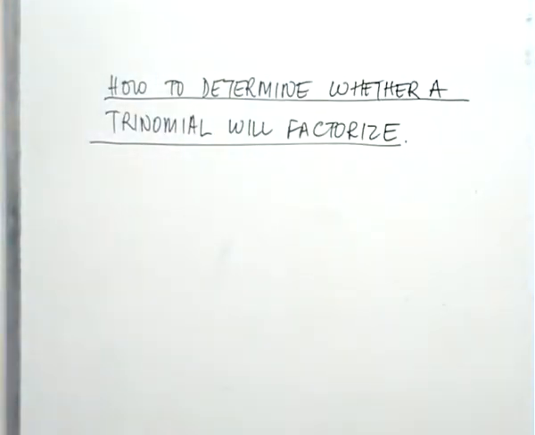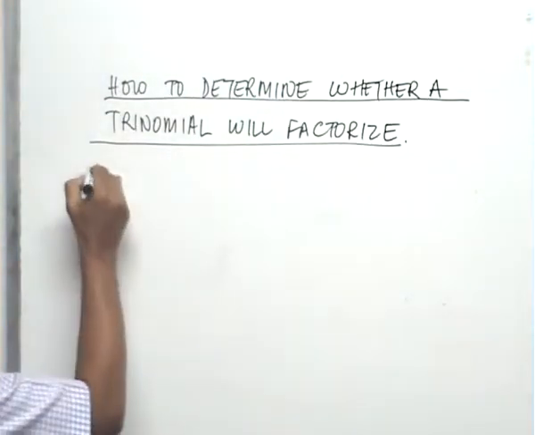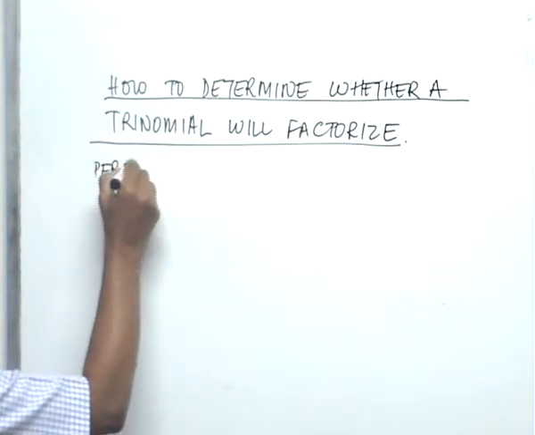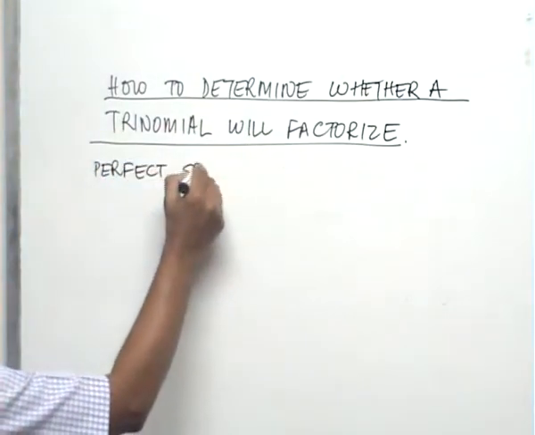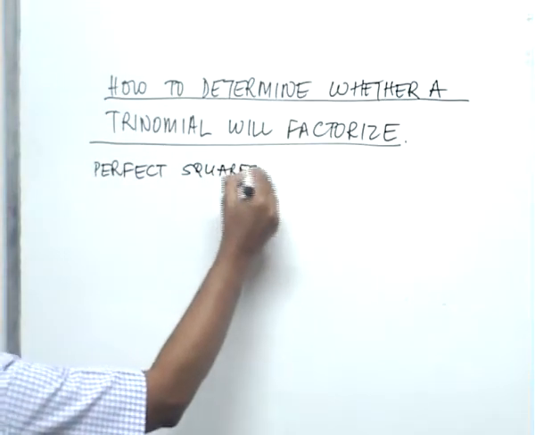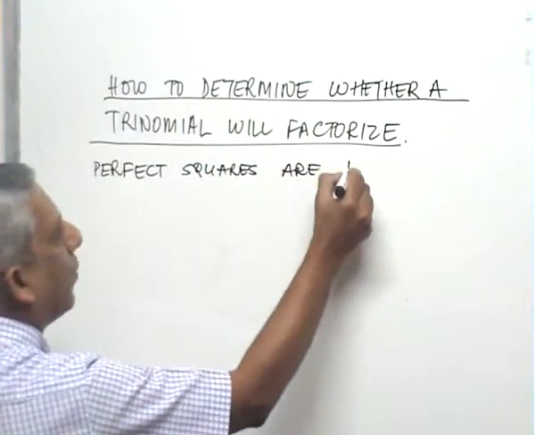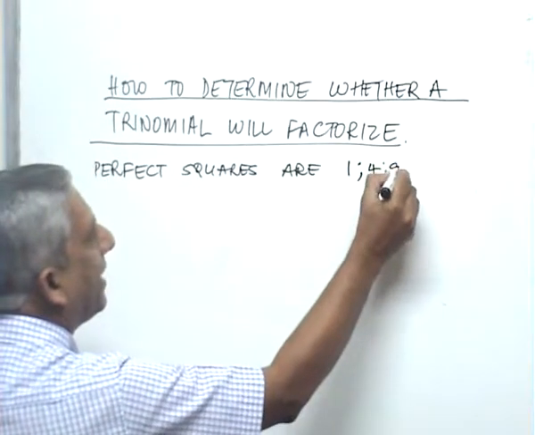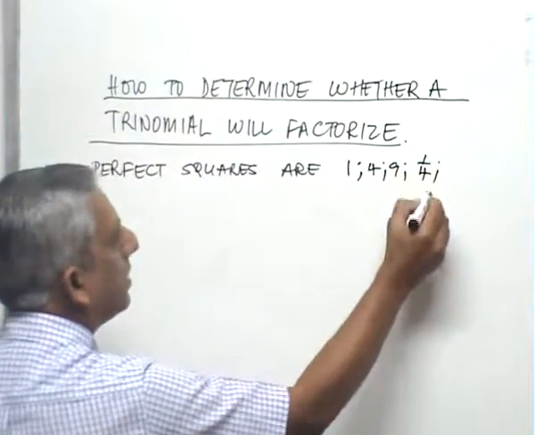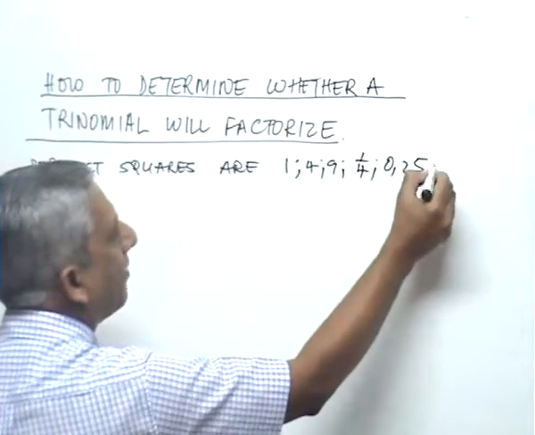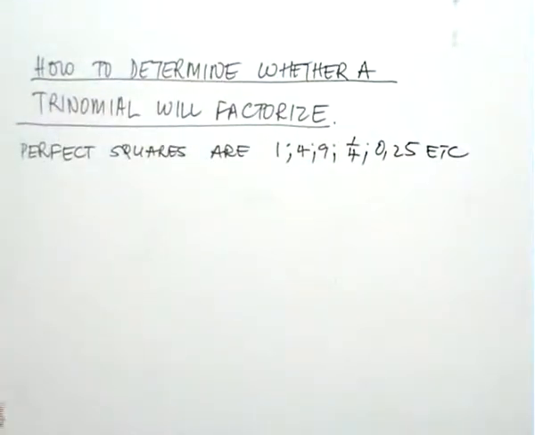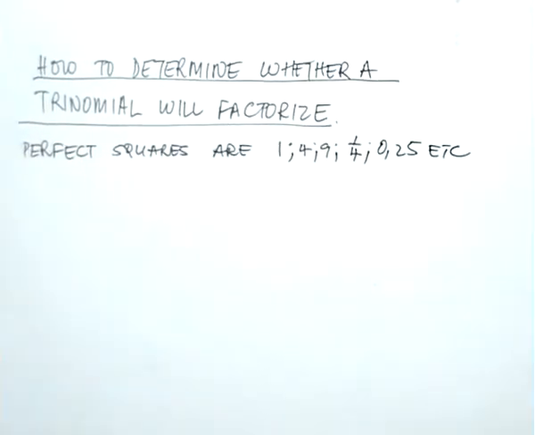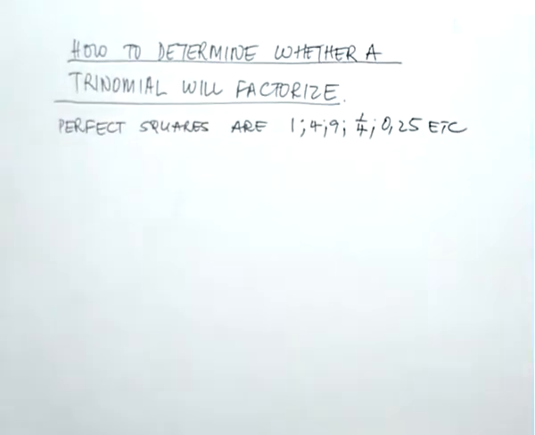Alright, welcome back. As promised earlier, here we want to show you how to determine whether a trinomial will factorize or not. Now firstly, if you want to know this, you must know what is a perfect square. So some examples of perfect squares are like 1, 4, 9, a quarter, 0.25, etc. Those are perfect squares. So you need to know that.